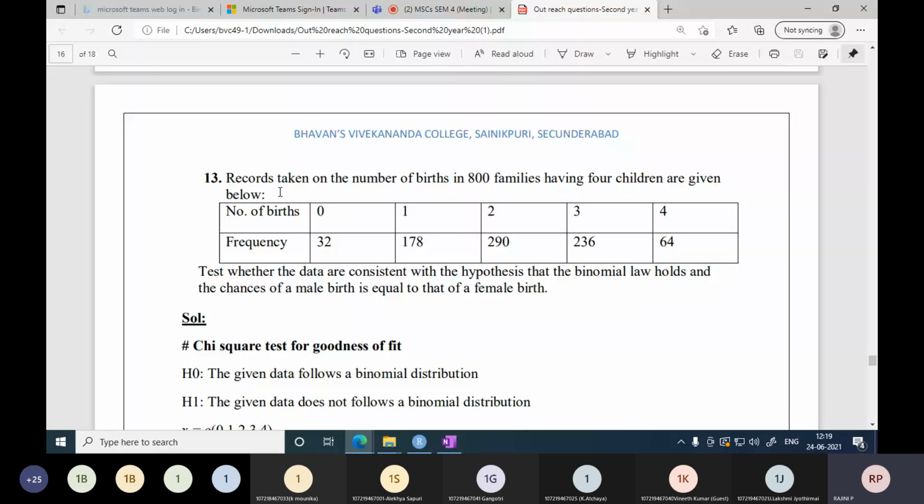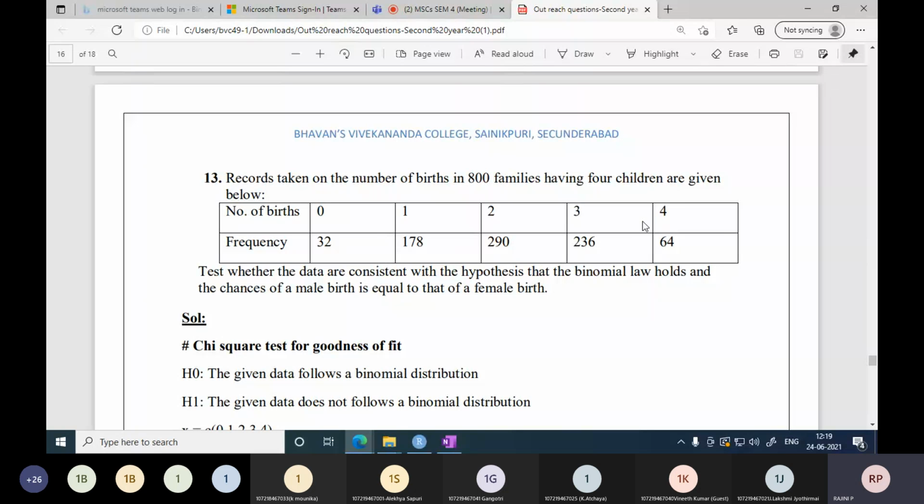This is data. Records taken on the number of birds in 800 families having 4 children are given below. Number of birds 0, 1, 2, 3, 4, and the frequency 32, 178, 290, 236, 64. Total 800 families. 32 families are having no children, and next 178 families are having 1 child. 290 families are having 2 children, 236 families are having 3 children, and 64 families are having 4 children.